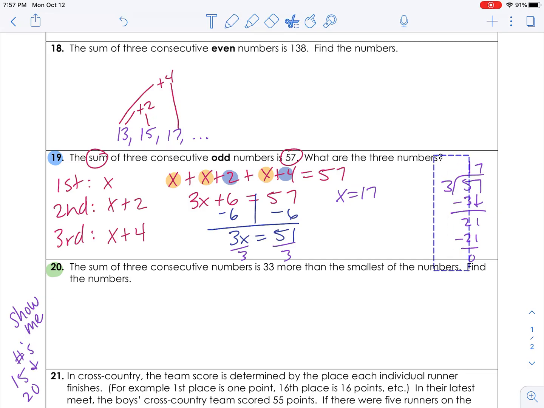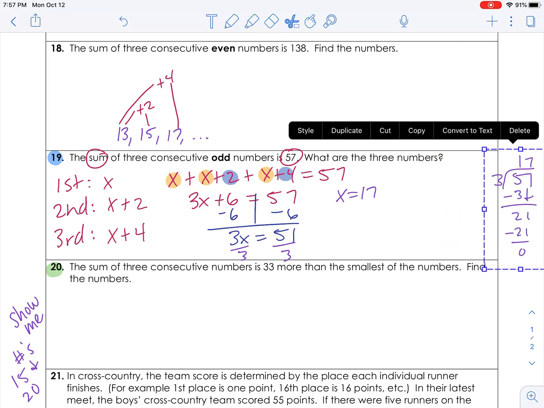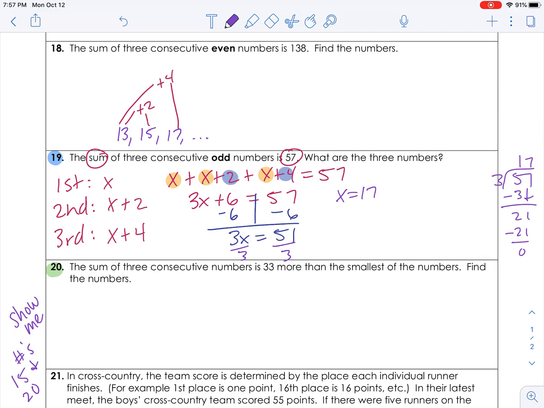So if x is 17, to get the second number, we need to add how many? We need to add 2. 17 plus 2 is 19. And to get the third number, we need to take 17 and add 4. So 17 plus 4 is 21. So our 3 numbers are 17, 19, and 21.